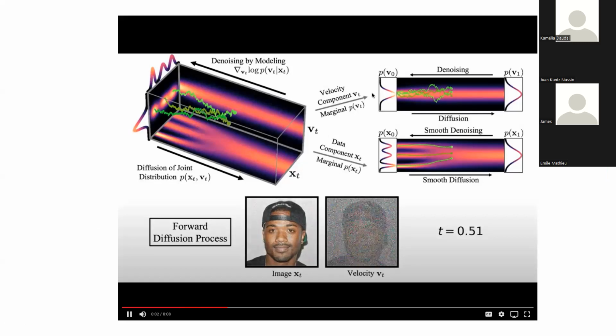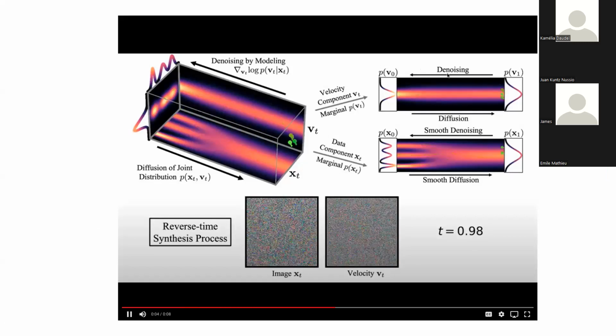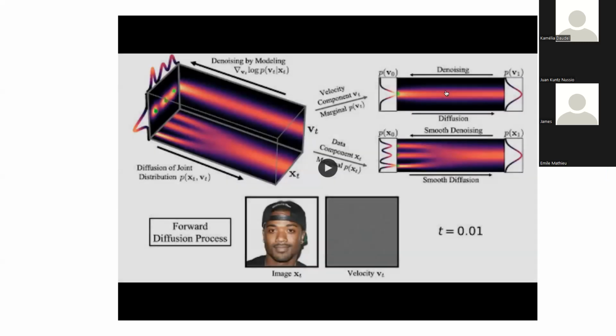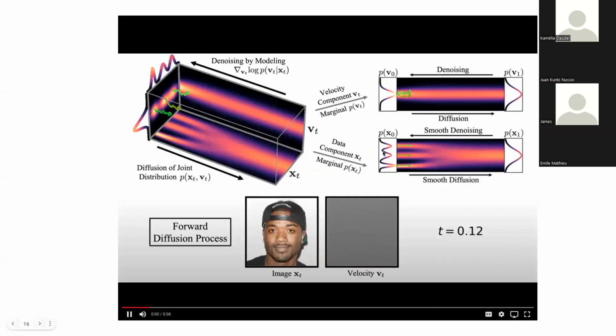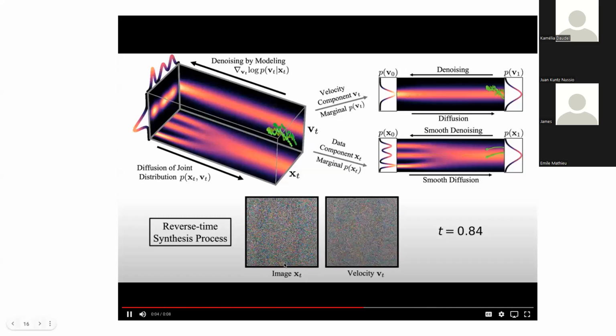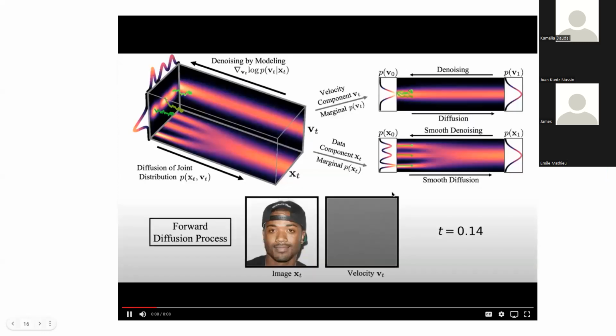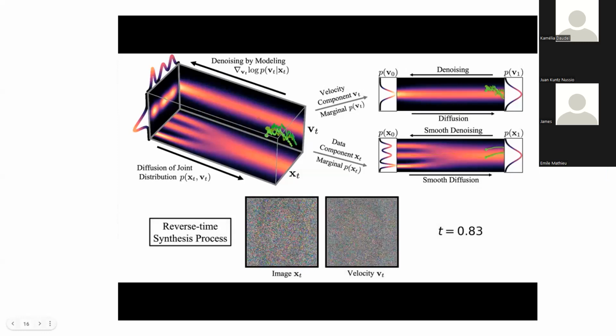The velocity component again is very noisy. It goes through essentially an OU process, but your data, this x0, goes through a nice smooth trajectory. And interestingly, you can see the image versus the velocity. The velocity looks a lot like the image, and vice versa. Yeah, which is pretty much it.